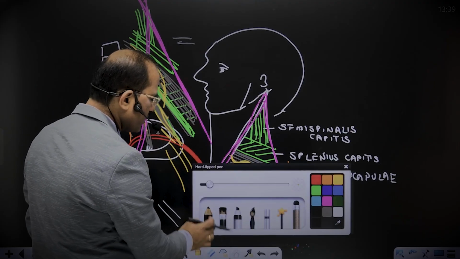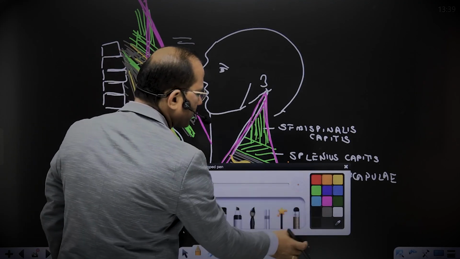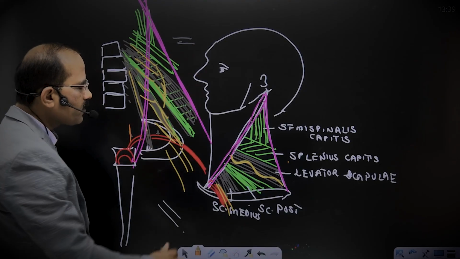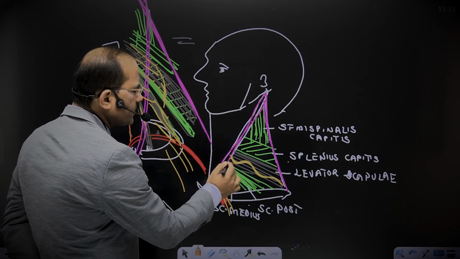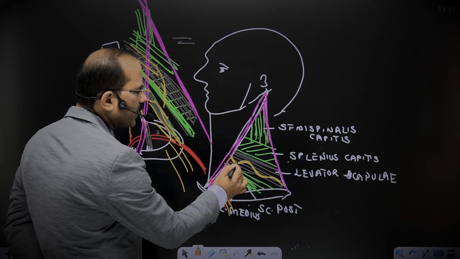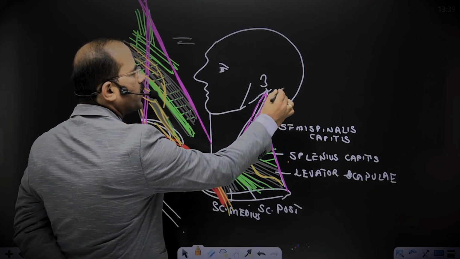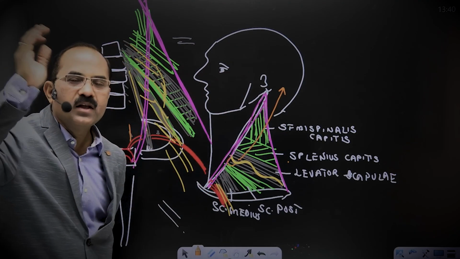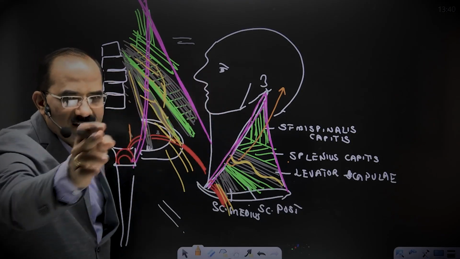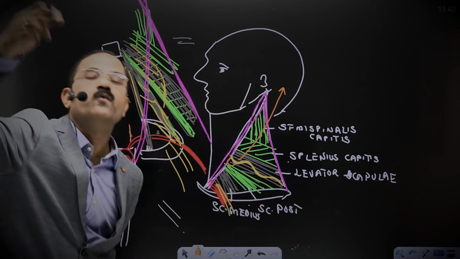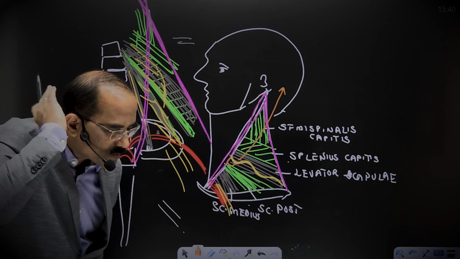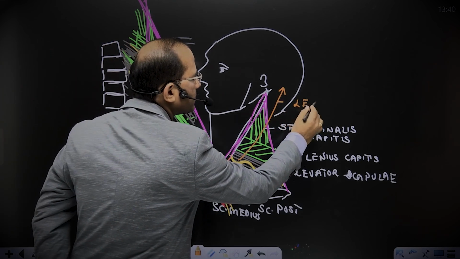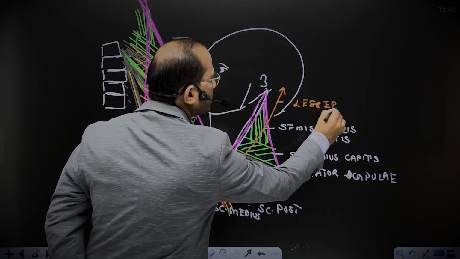Let me now tell you the branches of the cervical plexus. It's a plexus, so it will have branches. Number 1, there's a nerve which winds around the spinal accessory nerve and goes up to supply the skin over the occiput. That's an MCQ: the nerve which winds around the spinal accessory nerve and supplies the skin over the occiput is what we call the lesser occipital nerve.